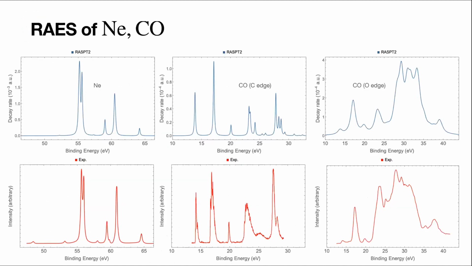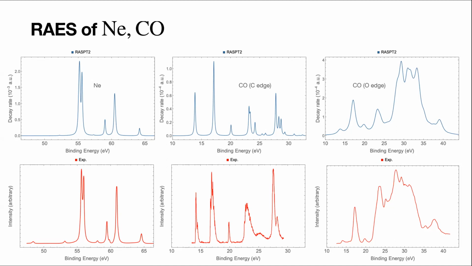So going straight to the applications, to see if this implementation works, here are some calculations compared with experiments. The experiments are at the bottom in red, and the calculations are on the top. Neon is the atomic case, just to check if I did everything right, because for an atom the one-center approximation is already the full approximation. You see that all the features from the experiment are reproduced here, looks fine. But this was already expected.